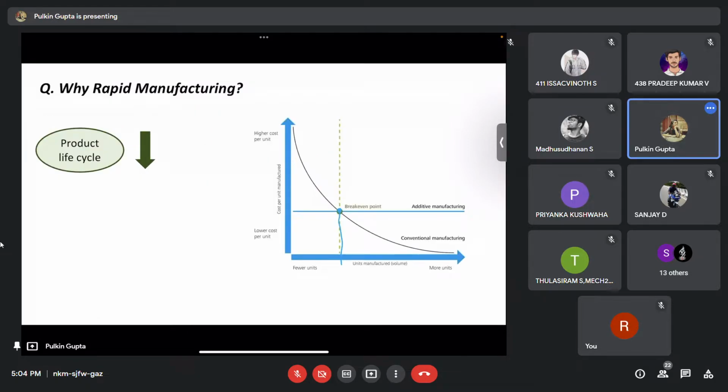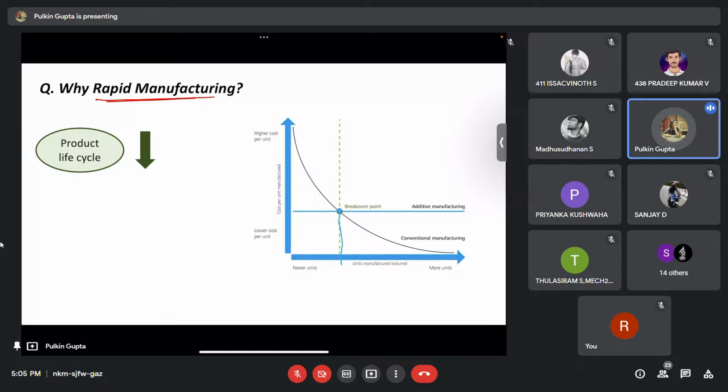So now, why rapid manufacturing? Since this is the key buzzword nowadays, why? Because the product life cycle has decreased. Due to the advent of the technologies, the product life cycle has decreased. Hence, we require rapid manufacturing technologies. Now, how has the product life cycle decreased?